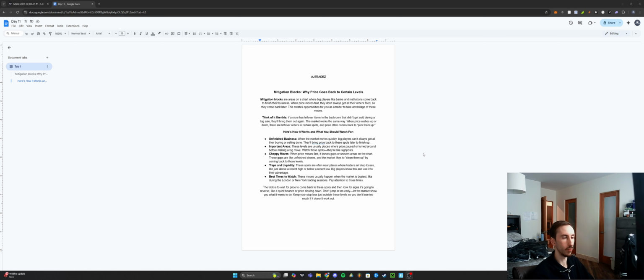Here's how it works and what you should watch out for, okay? So think of it as unfinished business. When the market moves quickly, big players can't always get their buying or selling done at one time, right? They'll bring back price to these spots to later finish them up, okay? So there are key and very important areas that you need to watch out for. These are levels that are usually places where price paused or turned around before making that large move. So watch for those spots. They're like signposts.